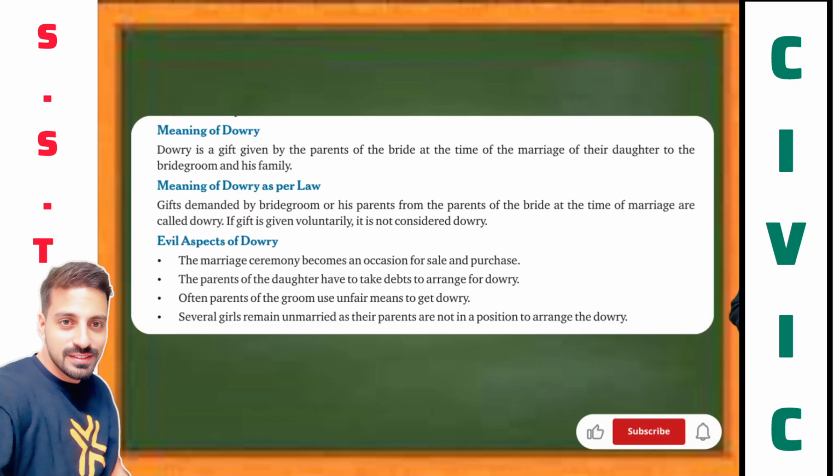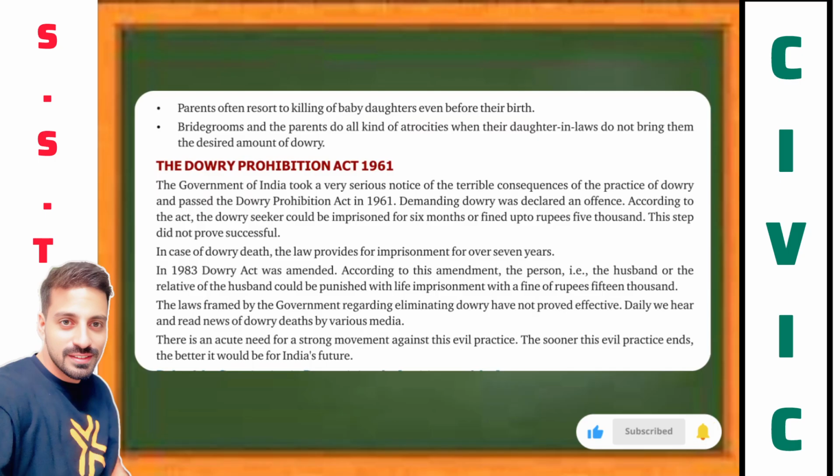Evil aspects of dowry. The marriage ceremony becomes an occasion for sale and purchase. The parents of the daughter have to take debts to arrange for dowry. Often parents of the groom use unfair means to get dowry. Several girls remain unmarried as their parents are not in a position to arrange the dowry. Parents often resort to killing of baby daughters even before their birth. Bridegroom and the parents commit all kinds of atrocities when their daughters-in-law do not bring the desired amount of dowry.